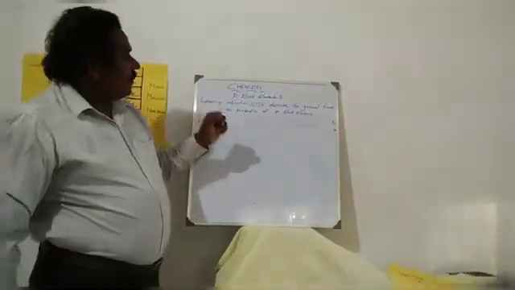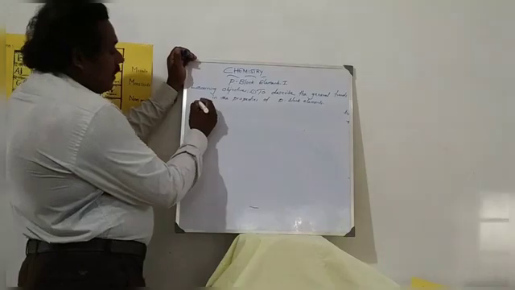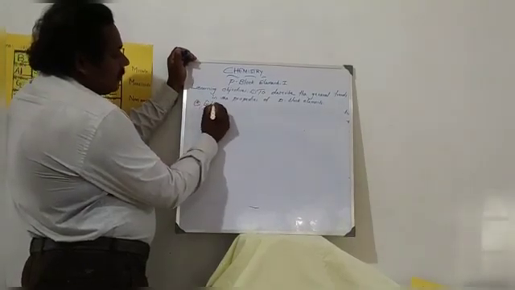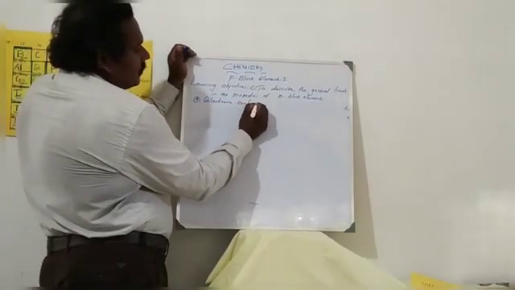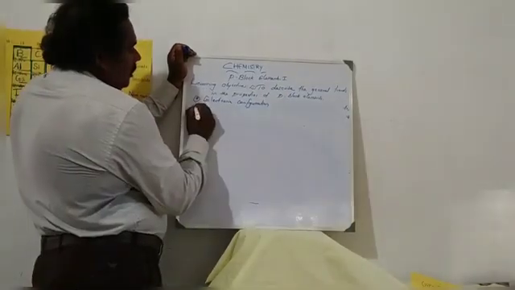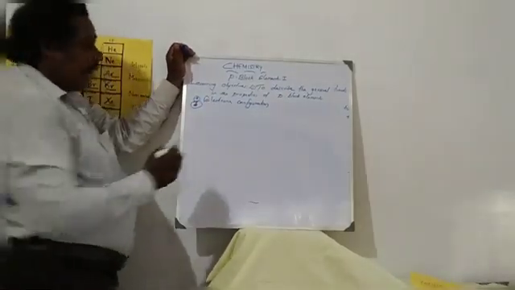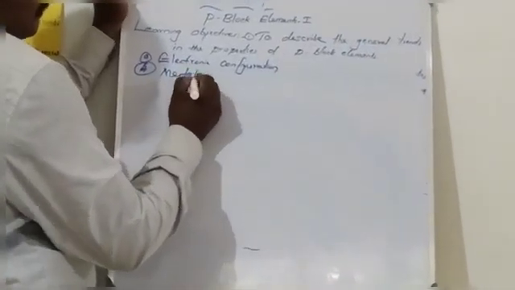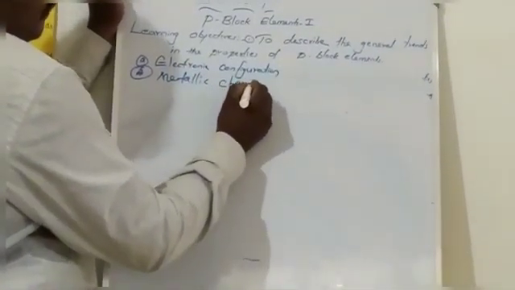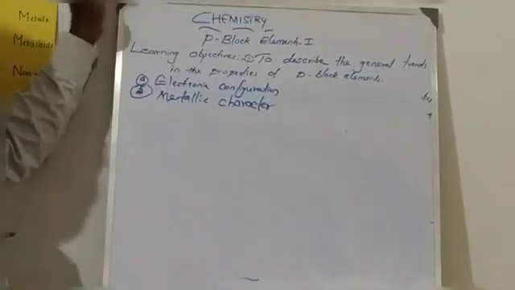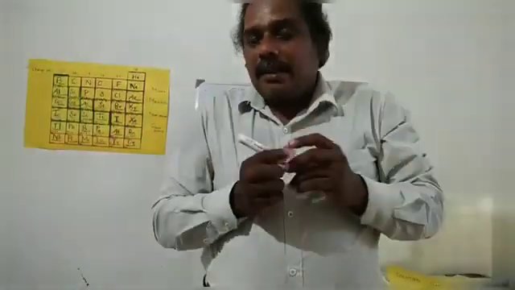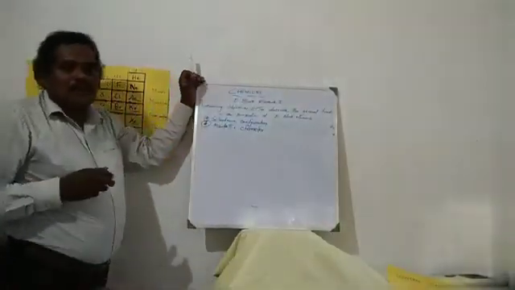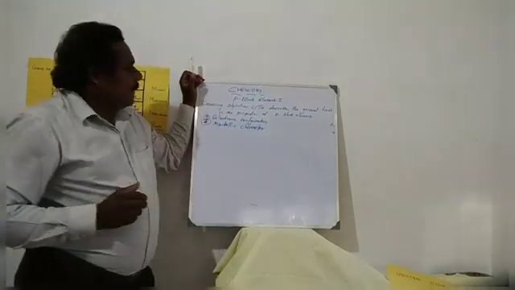Okay, the first one is electronic configuration. It's over. The second one is metallic character. What is metallic character? The tendency of an element to lose an electron to form a cation is called metallic character.